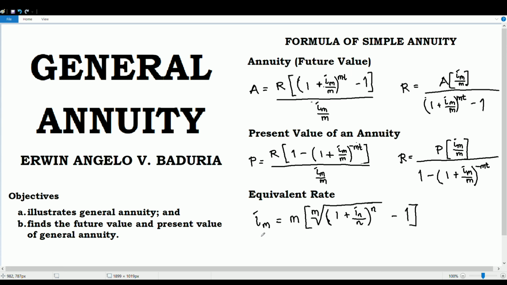The formula for the equivalent rate is essential in this type of annuity. The equivalent rate formula is equal to m times the bracket of the mth root of the quantity of 1 plus i sub n over n, raised to n, minus 1.